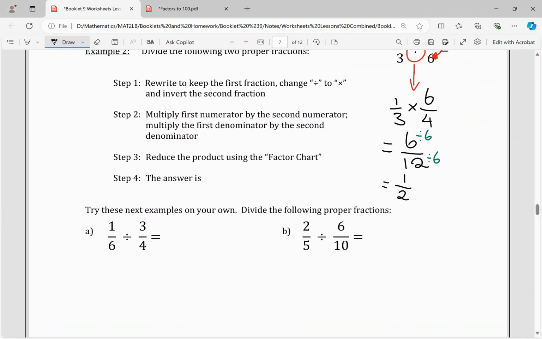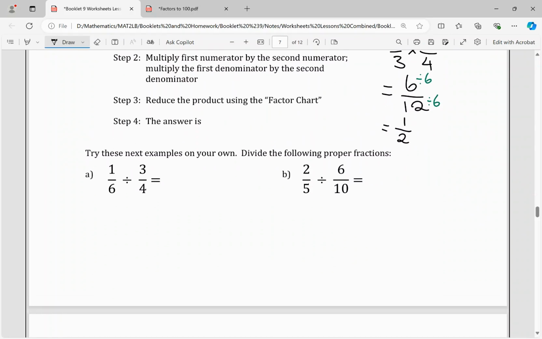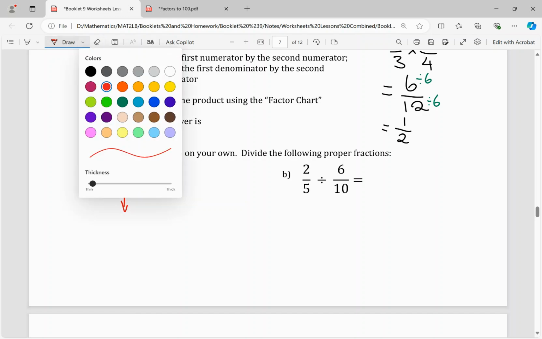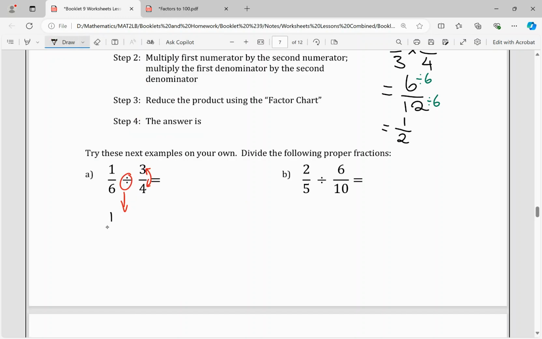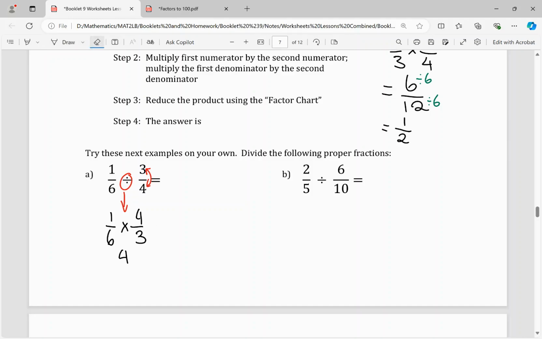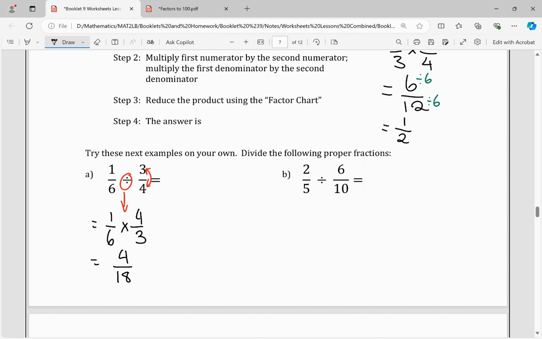So try these last examples on your own. Make sure that your answers match mine, starting with 1 over 6 divided by 3 over 4. Step 1, we change the division to a multiplication. We flip the second fraction, not the first, must be the second. That gives us 1 over 6 times 4 over 3. Now we can multiply the numerators and the denominators. 1 times 4 is 4, and 6 times 3 is 18.